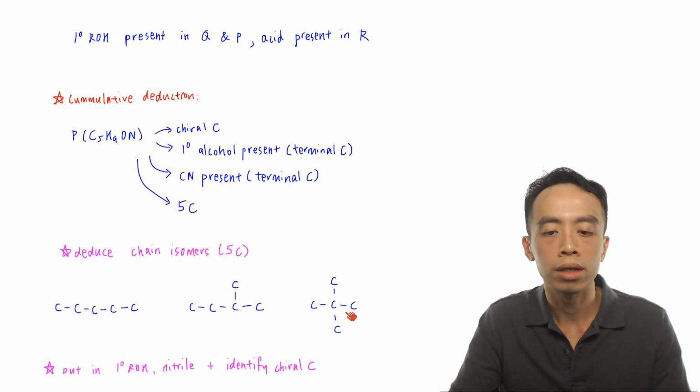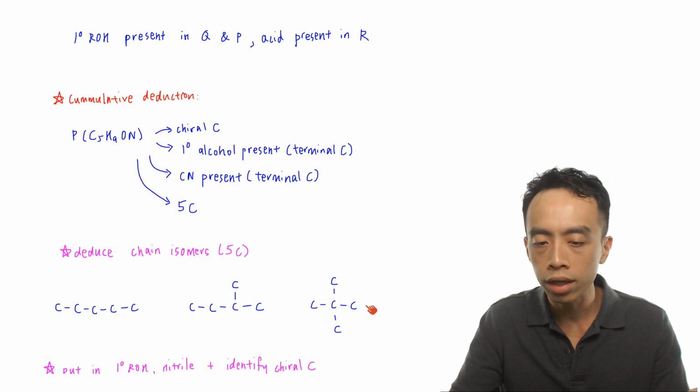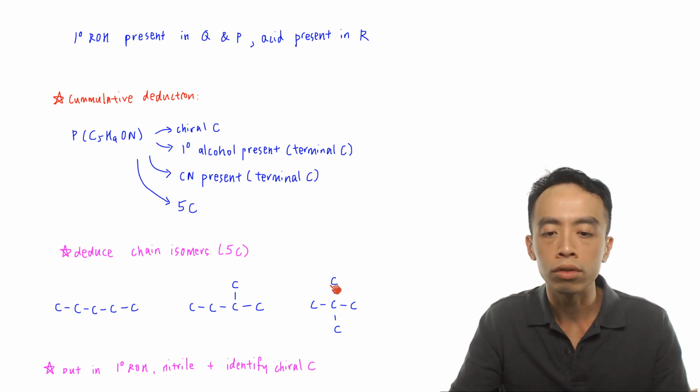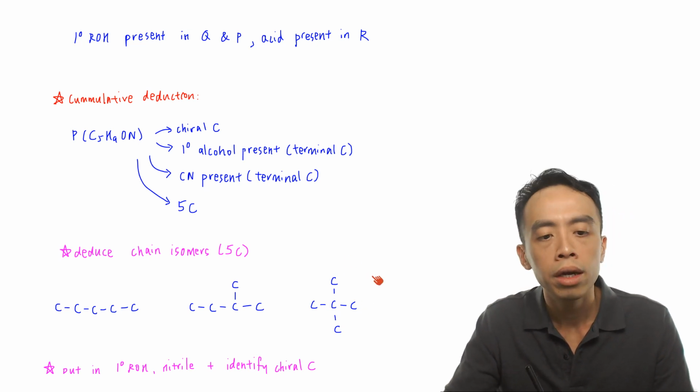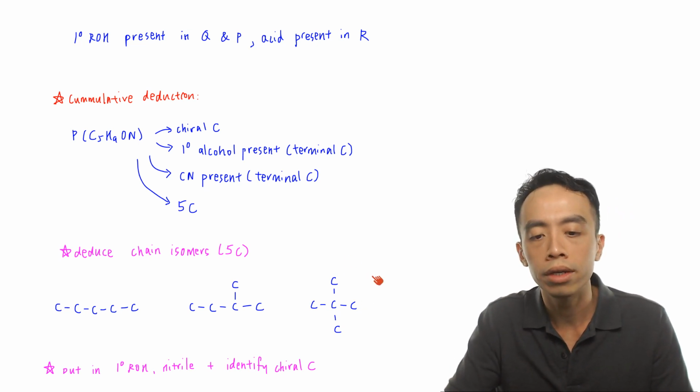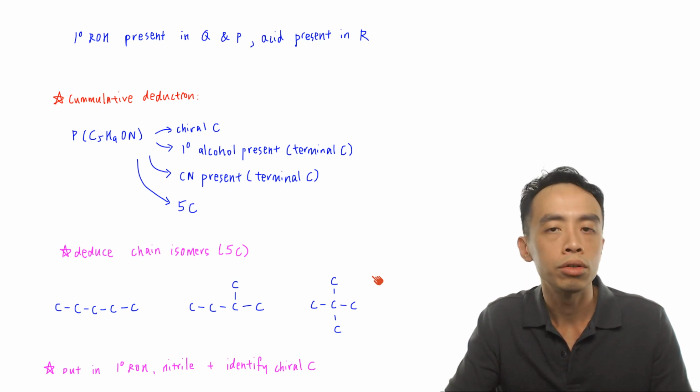Now this one, the longest possible carbon chain is n equals 3. So this is a propane, and I have a 2,2-dimethyl propane. This is also a 5 carbon chain. So we have 3 possibilities. So I think it is reasonable. It doesn't take up a lot of time to work out the chain isomers.